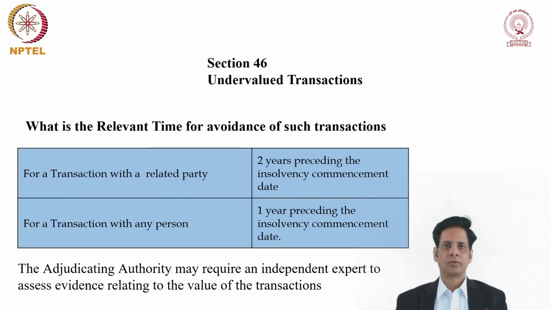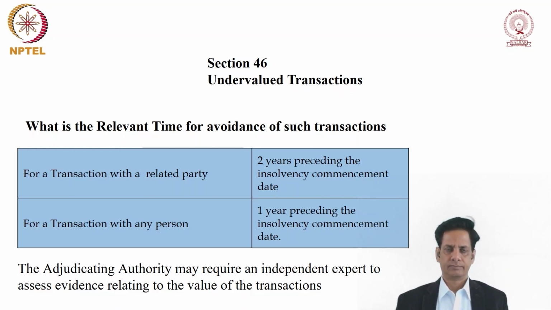This is good for the corporate debtor. The more time frame you have, the more transactions can unnecessarily create trouble. Therefore, we have taken a relevant period of only 2 years for a related party, 1 year for an unrelated party. The adjudicating authority may require an independent expert to assess evidence relating to the value of the transactions.